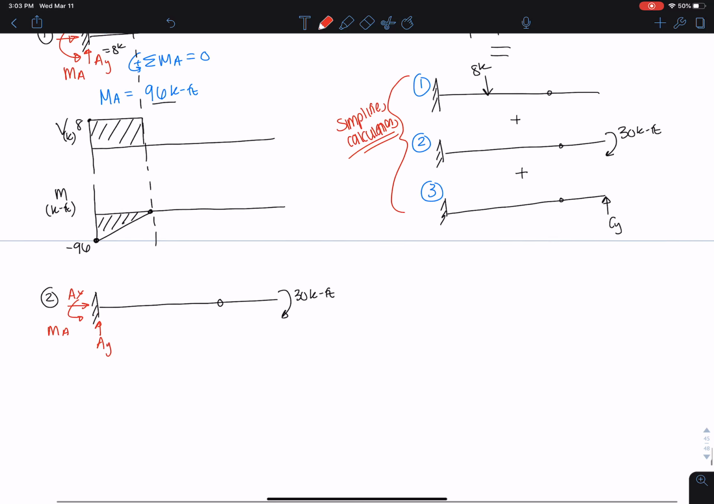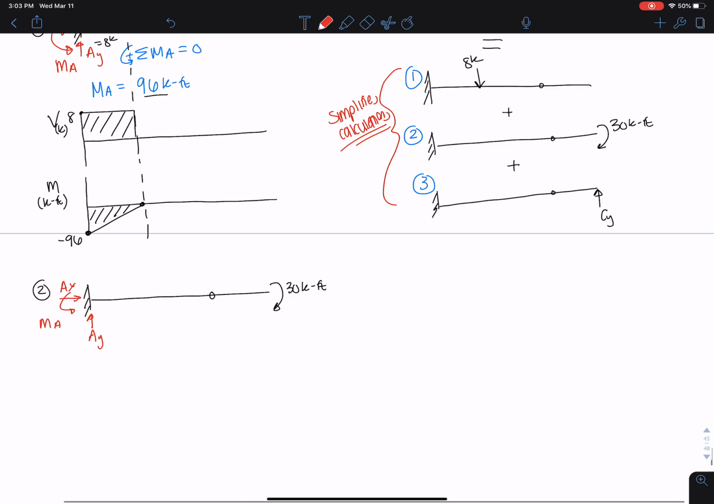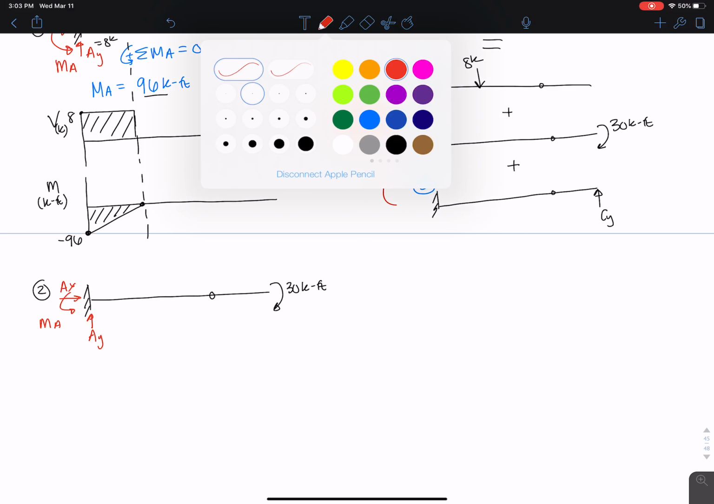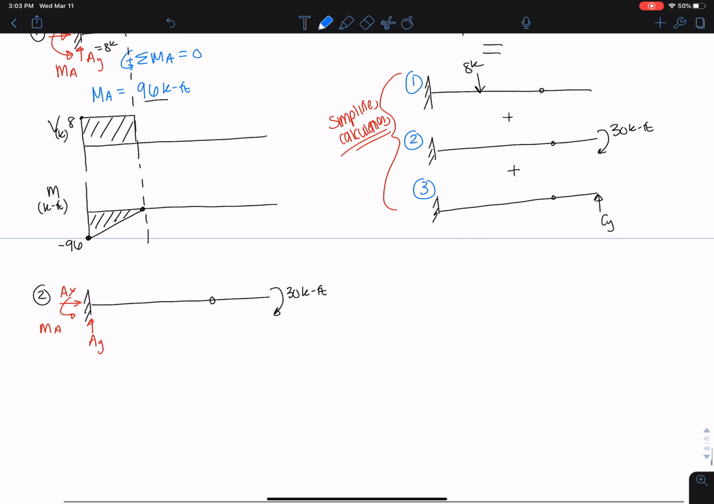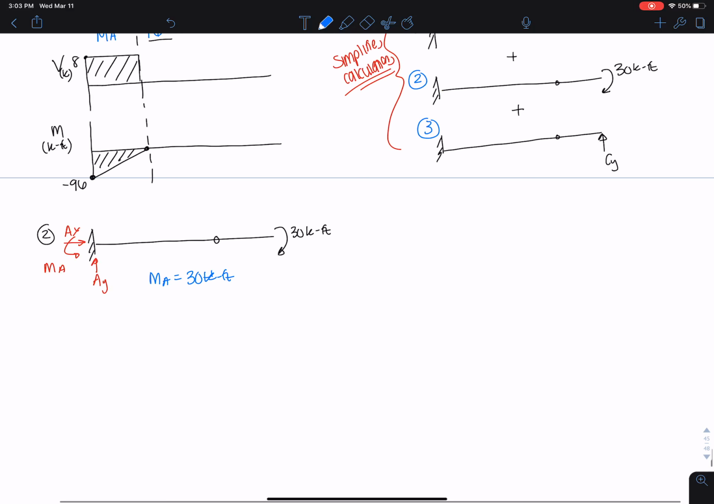Okay, so number 2 here, again, you can see that if we have a 30 kip-foot moment applied at the end of the beam, MA is just going to be equal to 30 kip feet. And I can directly draw the moment diagram. You can draw the shear if you want. We have nothing happening. I'm just going to directly draw the moment diagram.